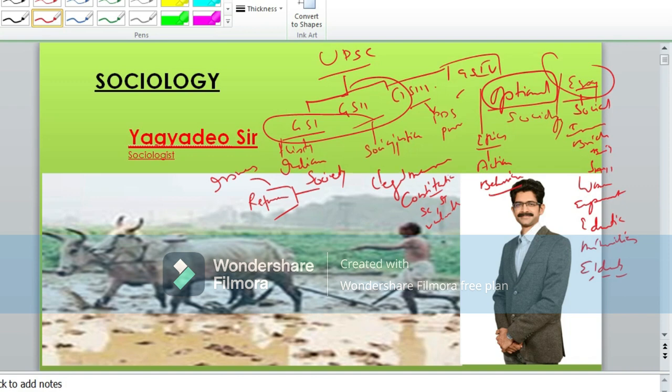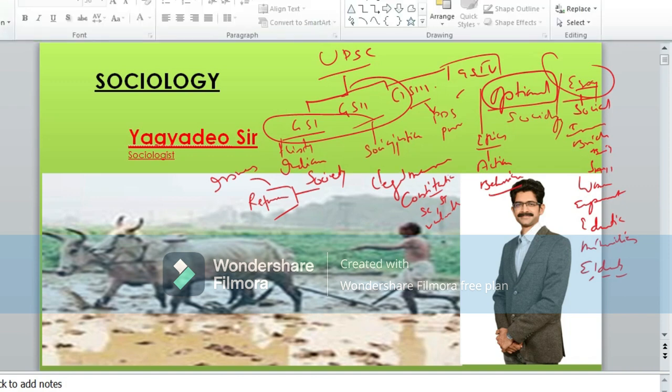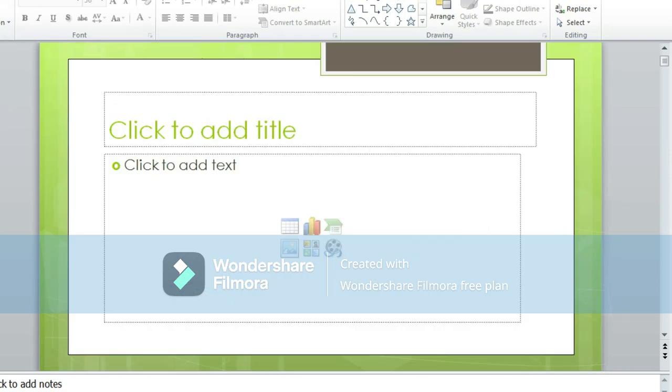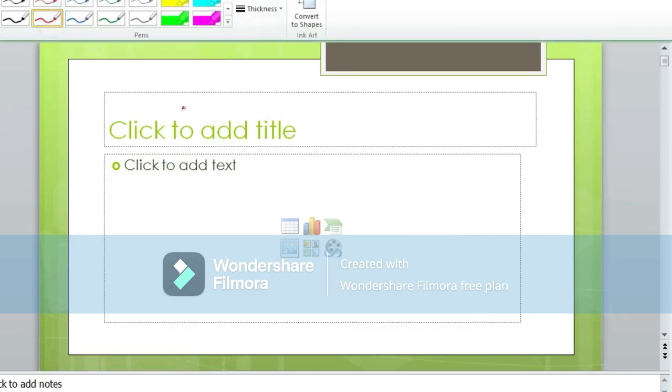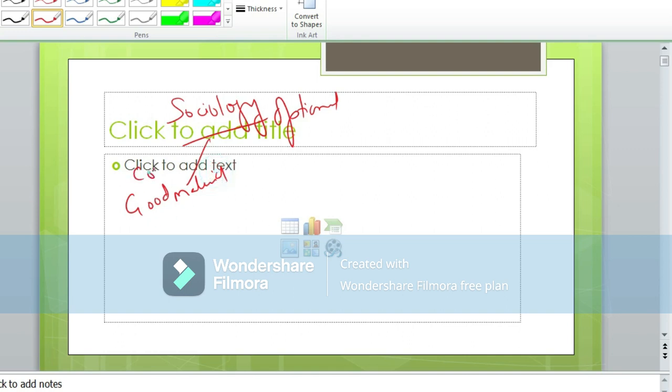Now when you take sociology as optional, you get good materials in terms of content. See, many students lack content when they come to take various disciplines of humanities for their optional. So when you take sociology, you have good content available in the market.